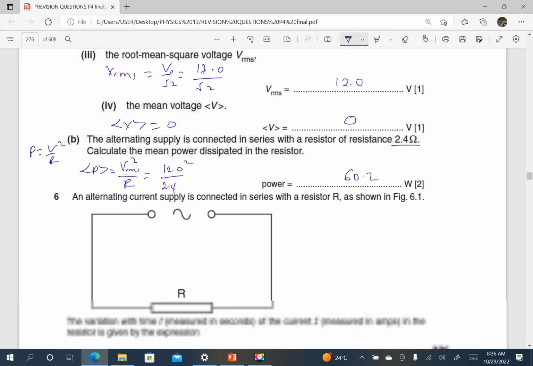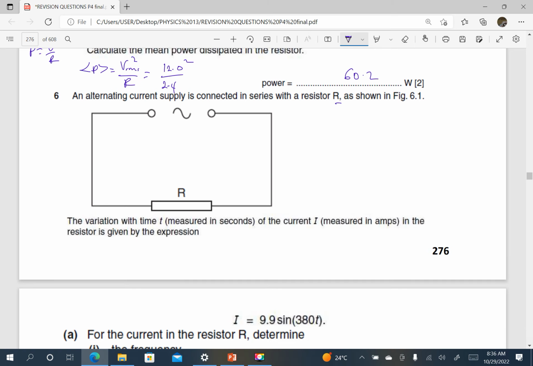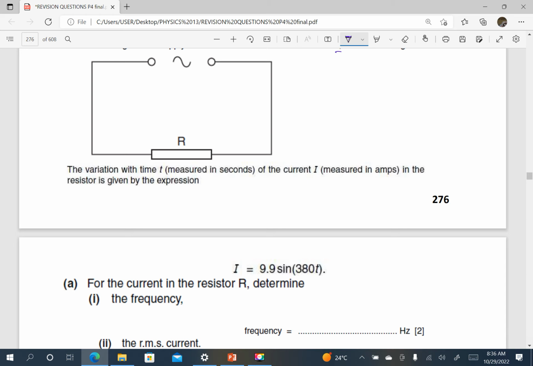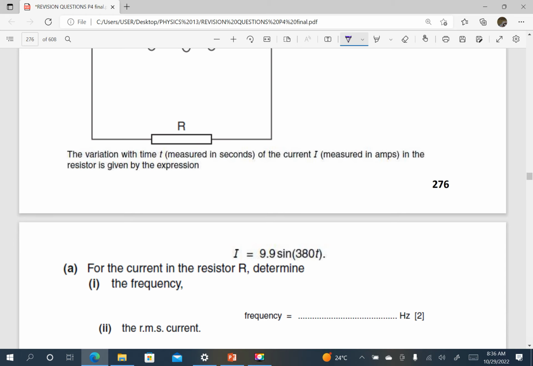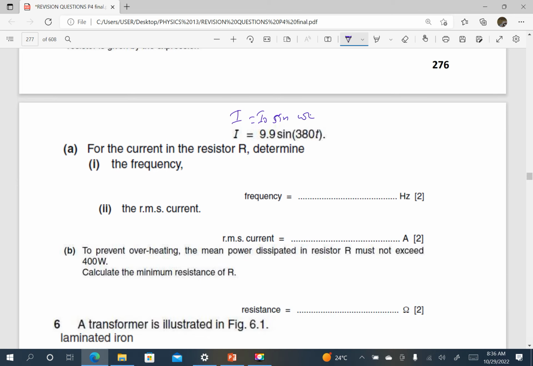Okay. An alternating current supply is connected in series with the resistor R as shown here. The variation with the time t in seconds of the current I in amperes in the resistor is given by the expression I is equal to 9.9 sine. So you compare with I is equal to I naught sine omega t. For the current in the resistor R, determine the frequency.